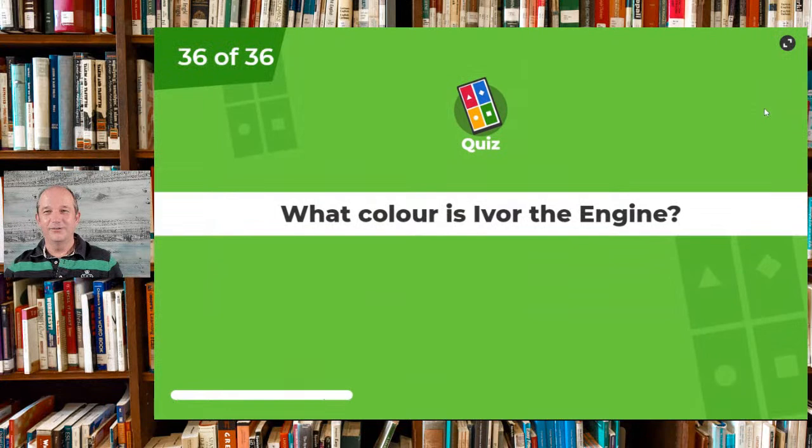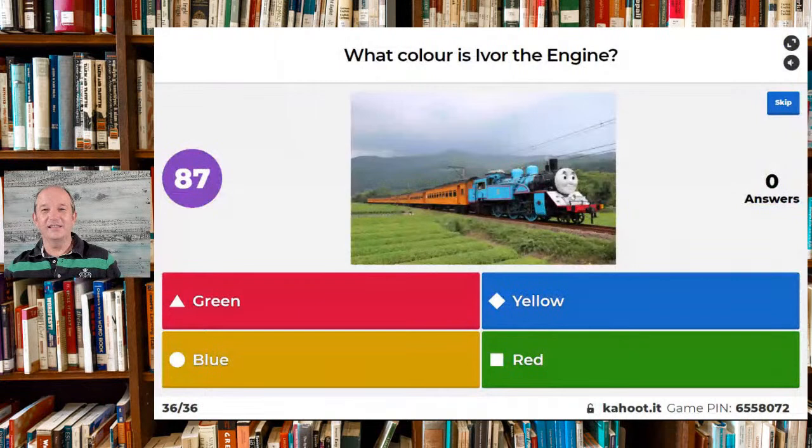What colour is Ivor the Engine? Is he green? Is he yellow? Is he blue? Or is he red? Ivor the Engine. Because all the colours are in entirely the wrong order there. Subject of lots of discussion in the last quiz, so I thought he ought to finish everything off. Ivor the Engine, what colour is he? Green, yellow, blue, or red?